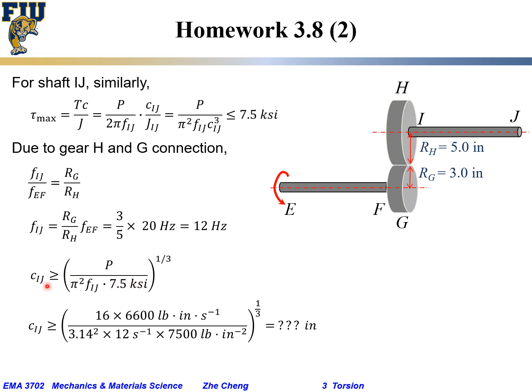As a result, C for IJ would be the same, P over pi squared F over 7.5 ksi, the whole thing to the power of 1 over 3. You plug the numbers in and you get the answer. Thank you.